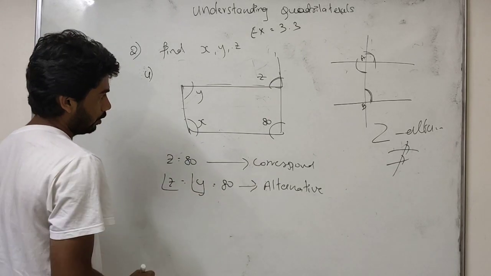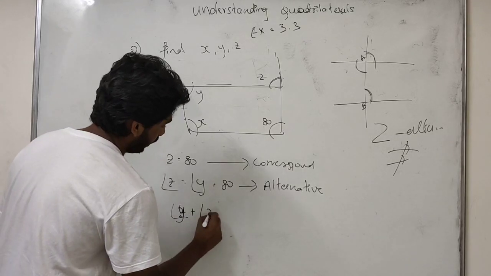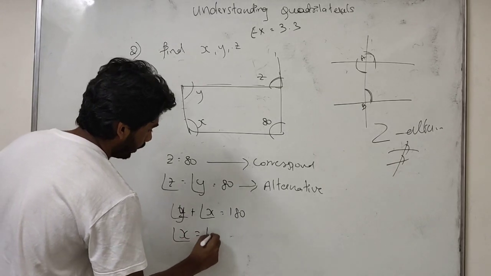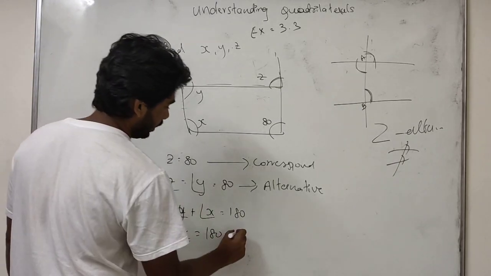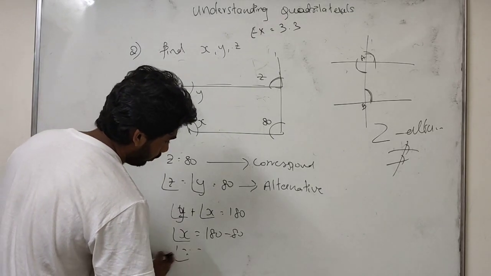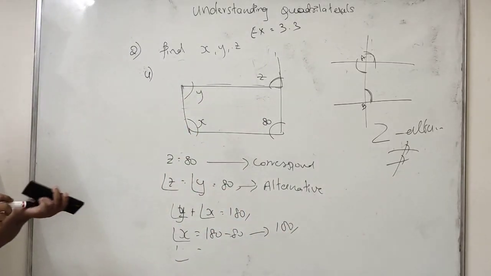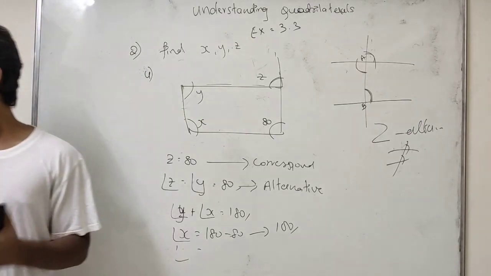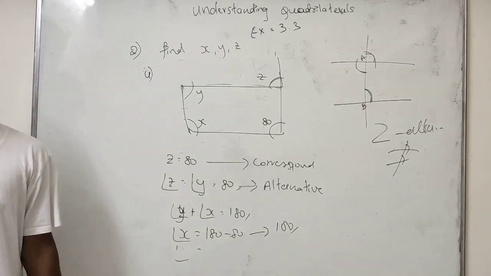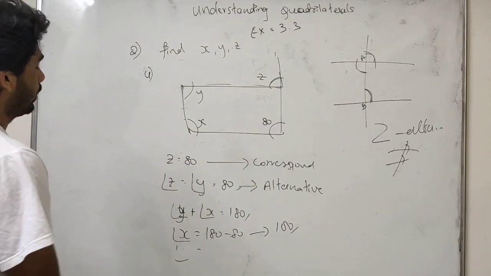X, how will we find out x? Angle y plus angle x is equal to 180 degrees. Angle x we have to find out. So we get 180 minus angle y. Angle y is 80, so angle x is equal to 100. So here we will find all the values. Okay students, got it? Now I go to the last problem of this second one, exercise 3.8.